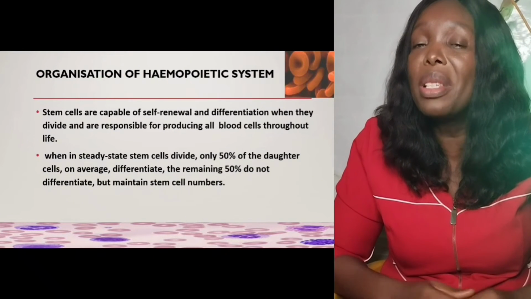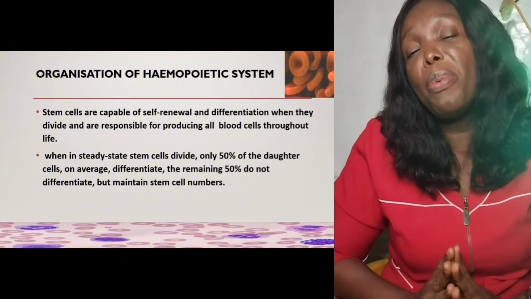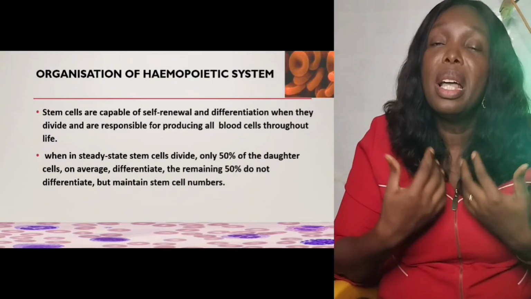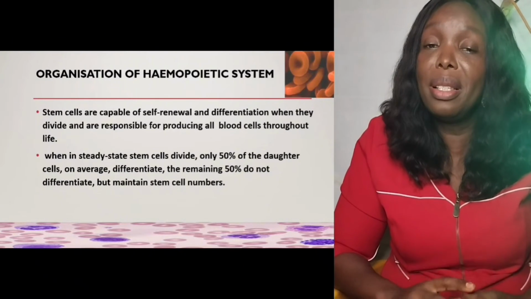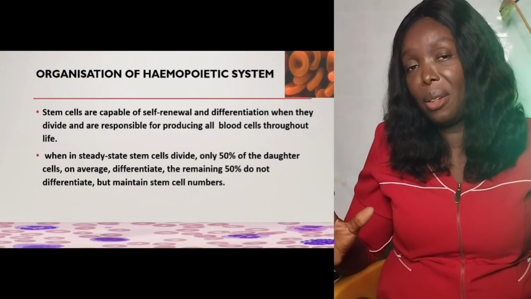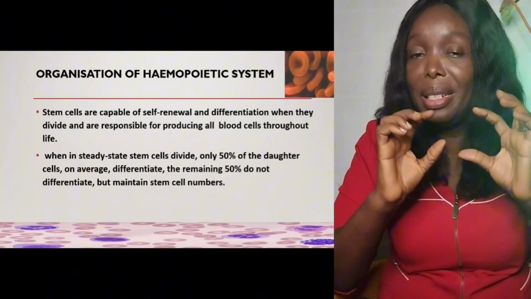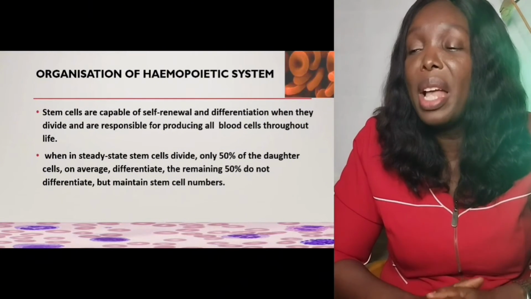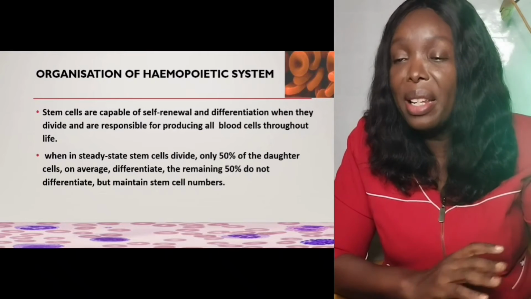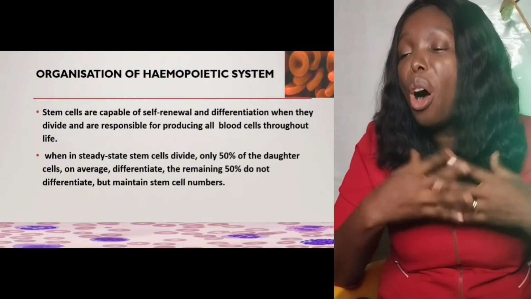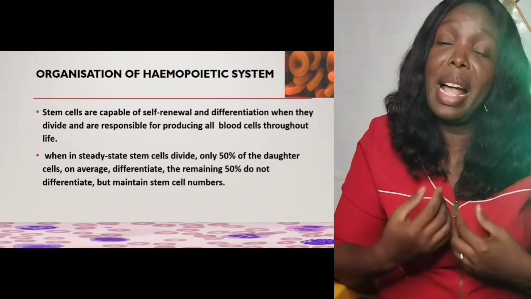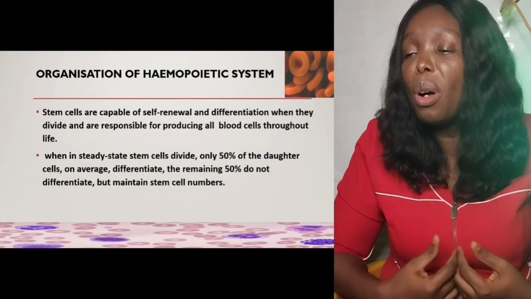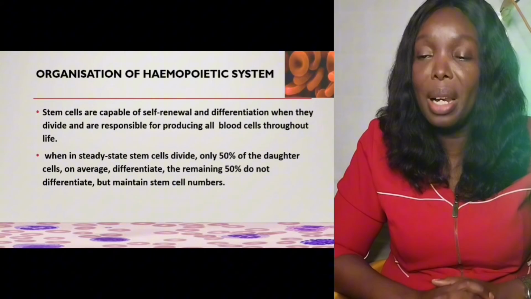Stem cells are capable of self-renewal. In haemopoiesis, the hemopoietic stem cells are the main source of every other cell. The unique feature they have is that they are capable of self-renewal and differentiation when they divide, and they are responsible for producing all blood cells throughout life.